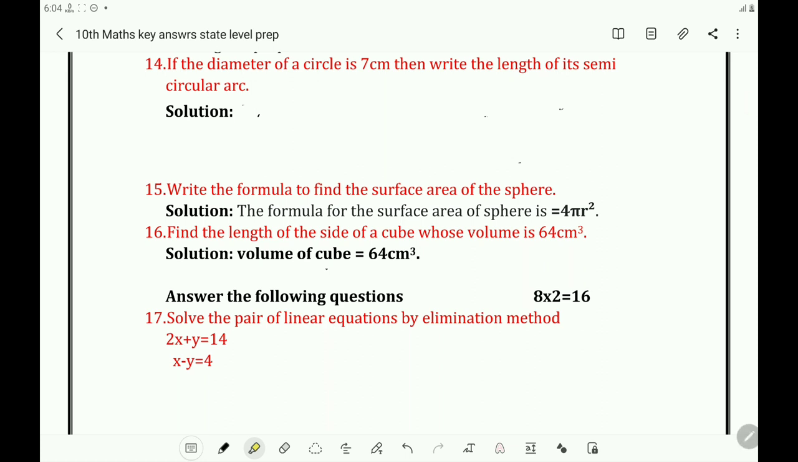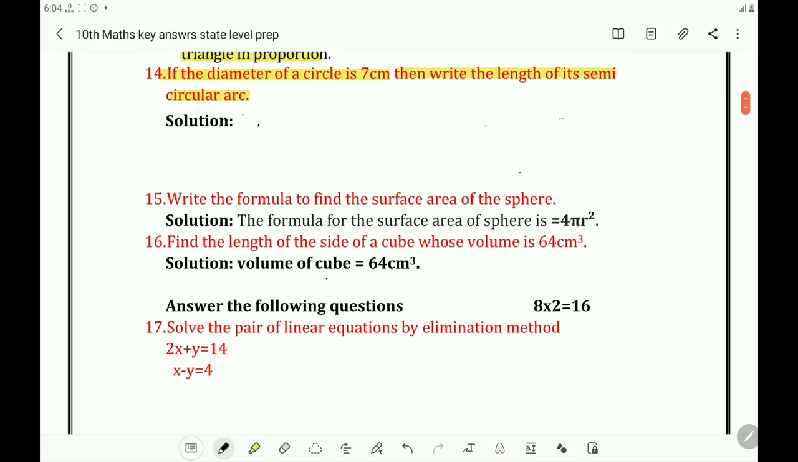Then the next question: if the diameter of a circle is 7 cm, then write the length of its semicircular arc. Here what is given? The diameter is given. Radius is nothing but half of the diameter. So you take r equals d by 2, which is equal to 7 by 2. Then the length of its semicircular arc.